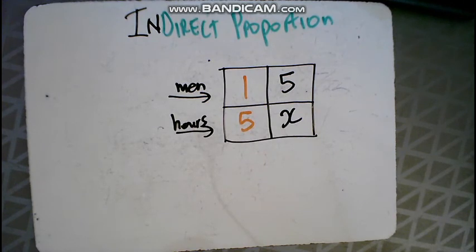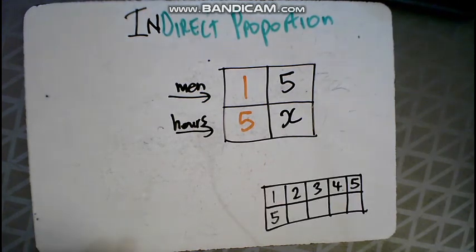So let's look at what that means. Let's go with an assumption. 1 man takes 5 hours. 2 men means less time. 3 men, even less time, 4 men, less time, and 5 men even less time. Let's just assume that it goes down in ones. Alright, so notice 5, 4, 3, 2, 1. Let's assume that if we get more men, it'll take less time.